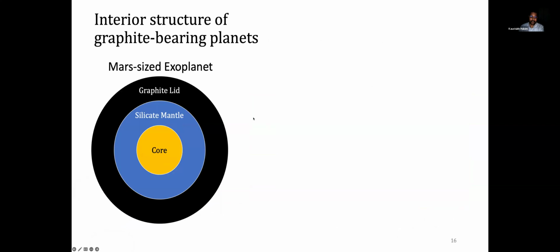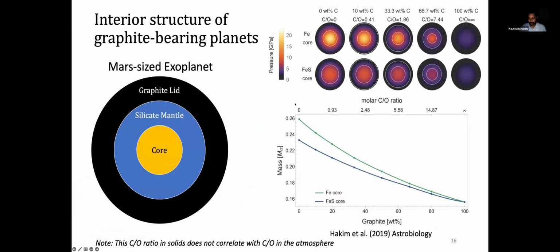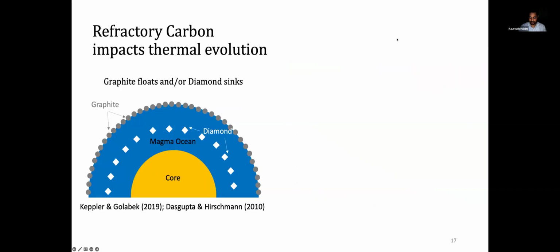Then the question is, what happens to the interior structure of these planets? So now I'm showing a lot here, but what I would like you to focus on is, as you go on the horizontal axis on both these plots, the graphite weight percent is increasing. And these are the interior structures of these planets, where from the surface to the interior you see transitions. This black region is graphite, then there is silicates, and then there is iron.